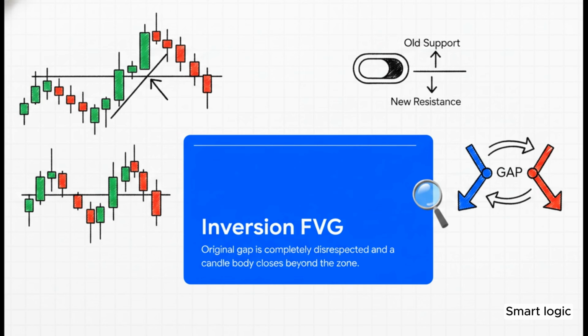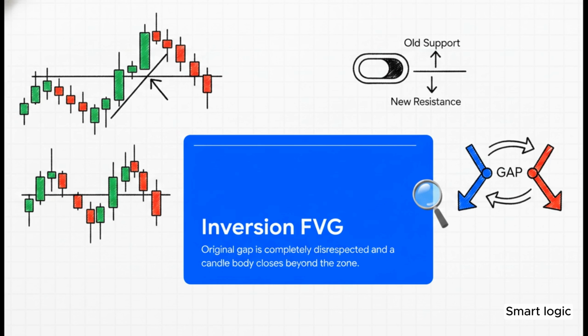Why? Well, it's all about order flow and human psychology. All those traders who bought at the original gap are now trapped underwater. So when price returns to that level, they are desperately selling just to get out at break even. That massive wave of panic selling fuels a high-speed reversal.